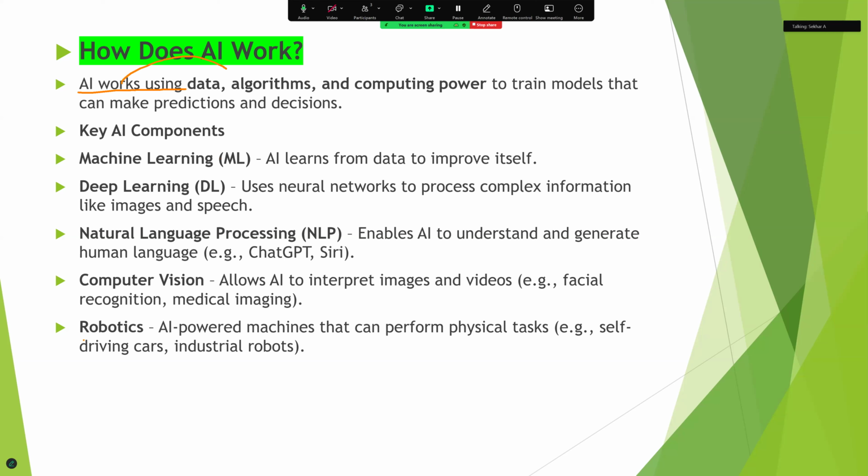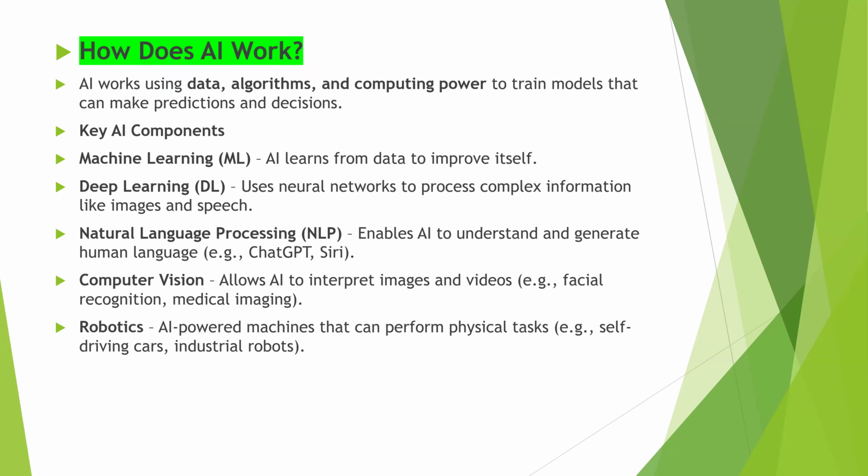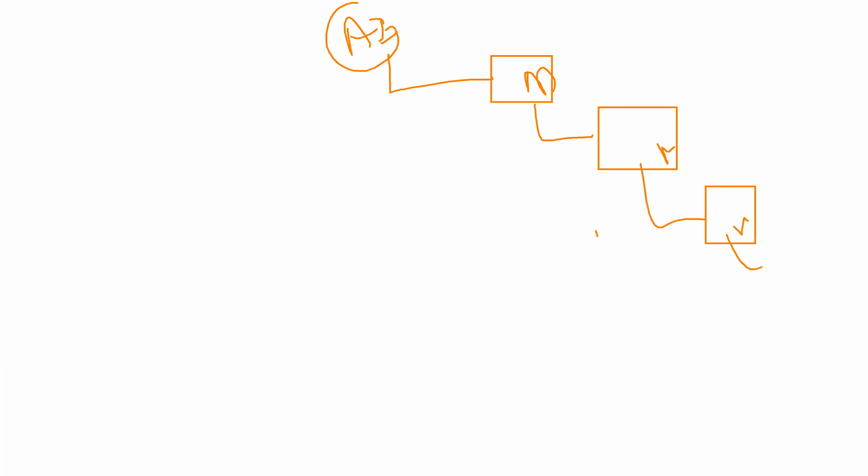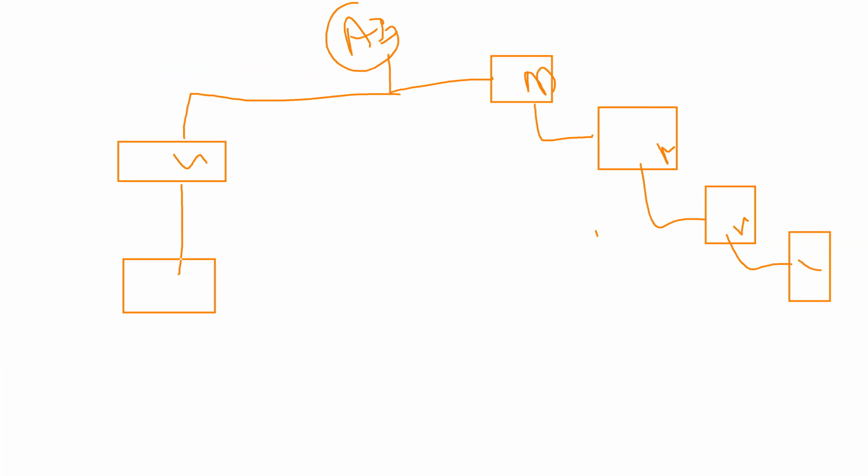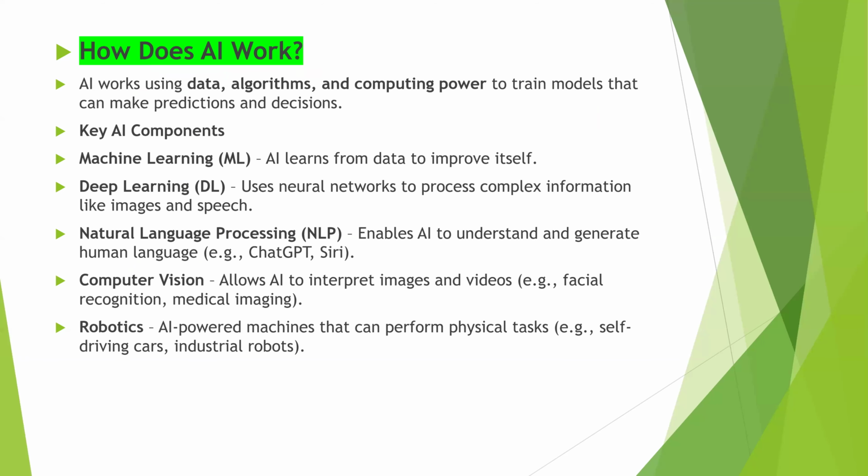AI works with data, algorithms and computing power, which is mandatory. If you want to work on a system, computing power is mandatory, to train models that can make predictions and decisions. Key components of AI is important, people ask this nowadays. I can say machine learning, deep learning, NLP, generative AI, and chatbots. These are the key components of AI.